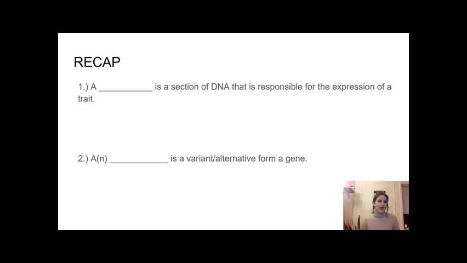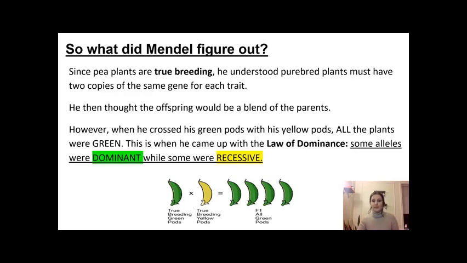Two, a or an blank is a variant or alternate form of a gene. Just a different form of a gene. Still a gene though. Anybody? Exactly, just like I said, an allele. Perfect. Good job, guys. Okay, back to Mendel.